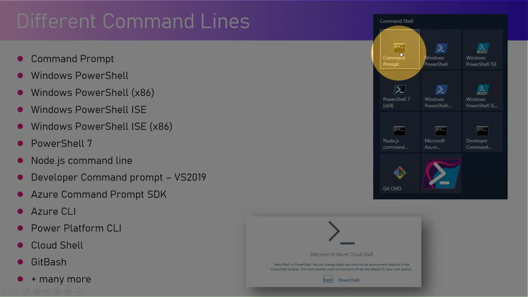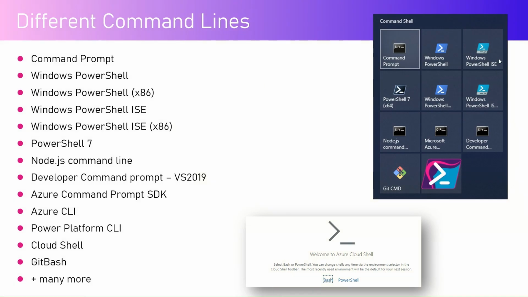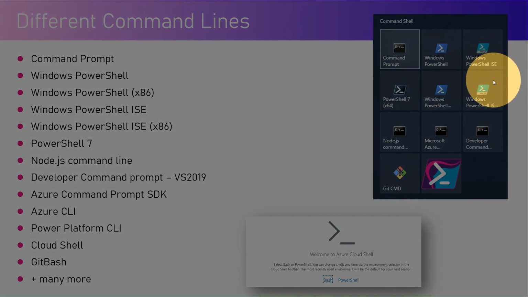Now, this is how the icons look. This is the command prompt icon. This is Windows PowerShell. Now, if you see the Windows PowerShell icon, there are two icons: one is 32-bit and another is 64-bit. Then we have Windows PowerShell ISE. ISE is Integrated Scripting Environment. Again, this is 32-bit and 64-bit. If you install Node.js on your machine, then you get the Node.js command line.